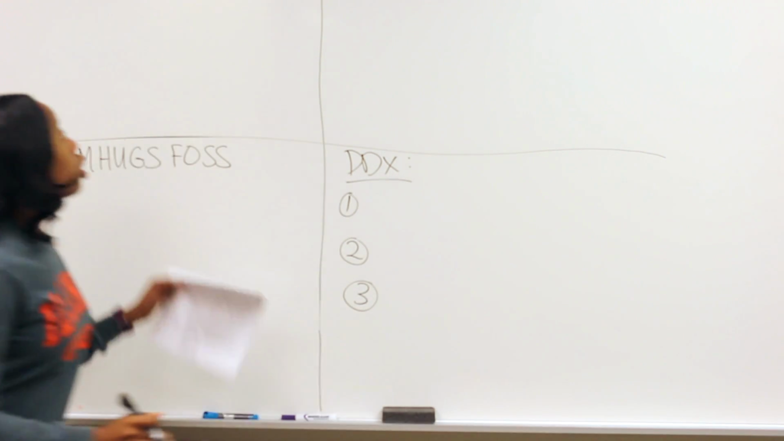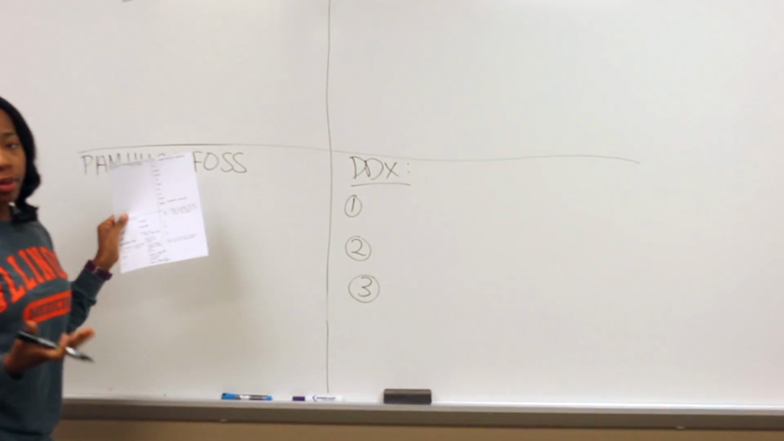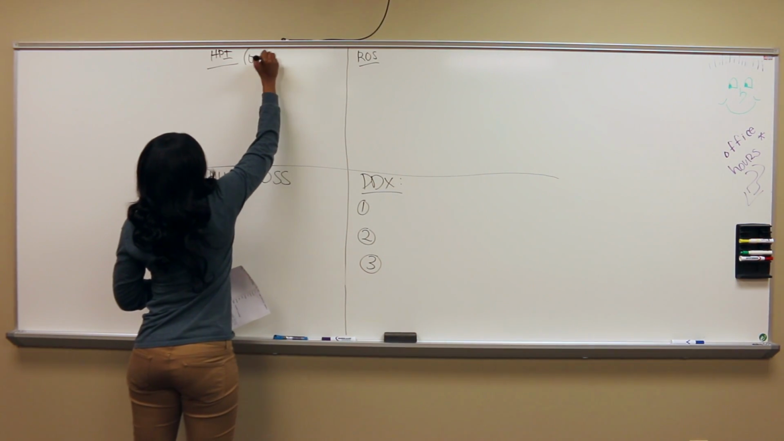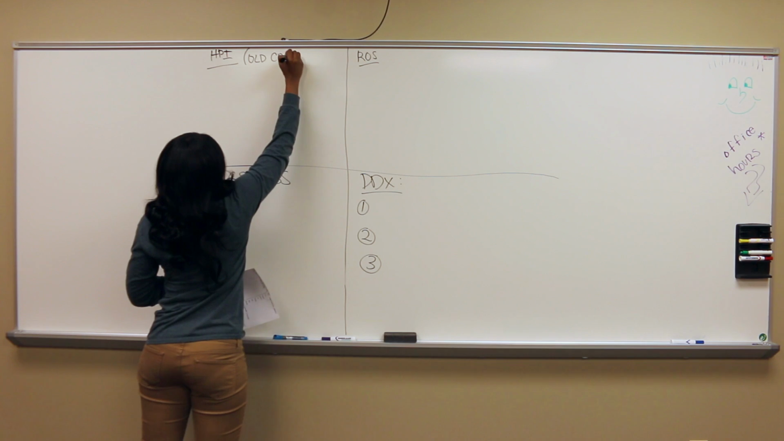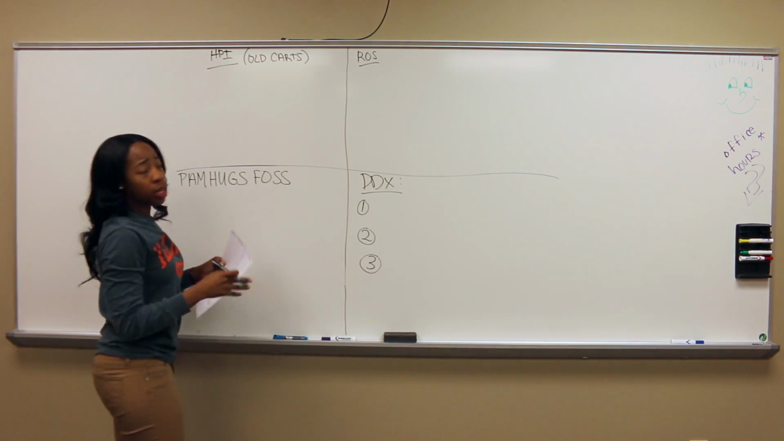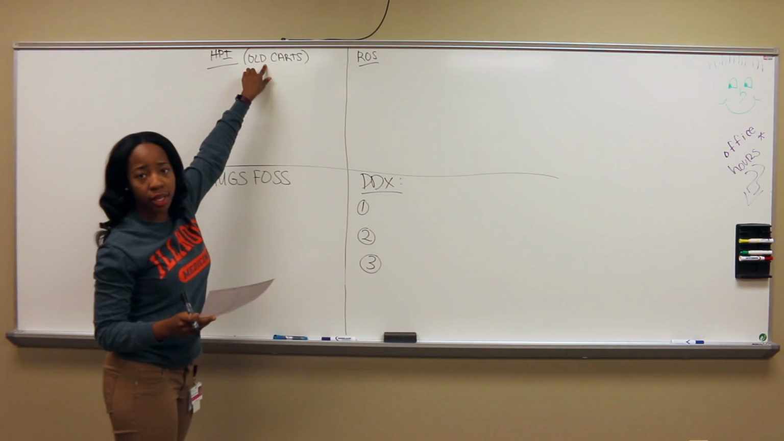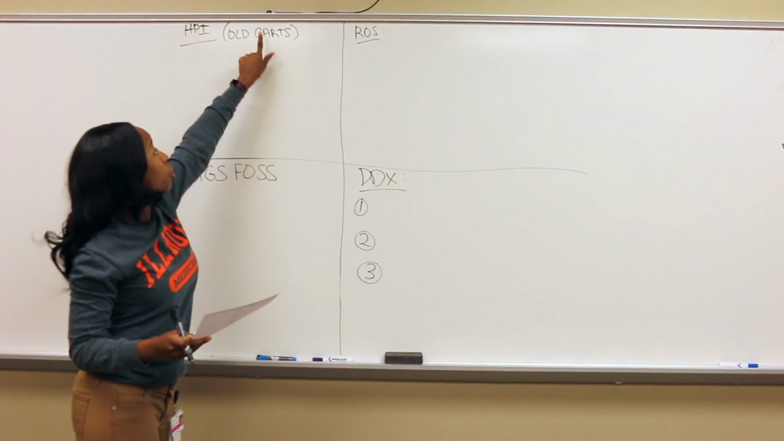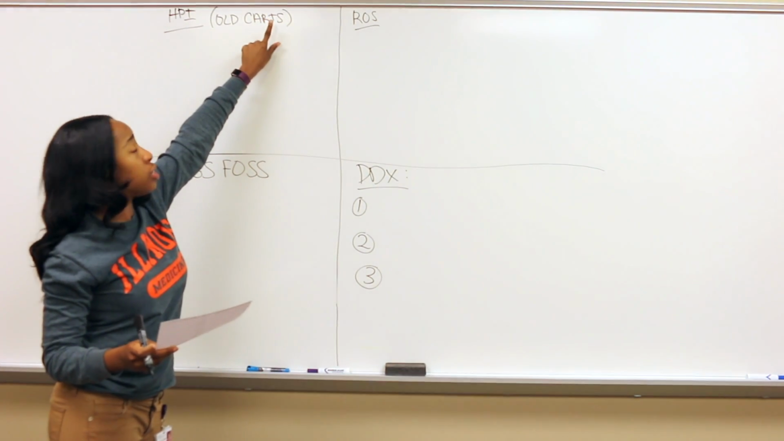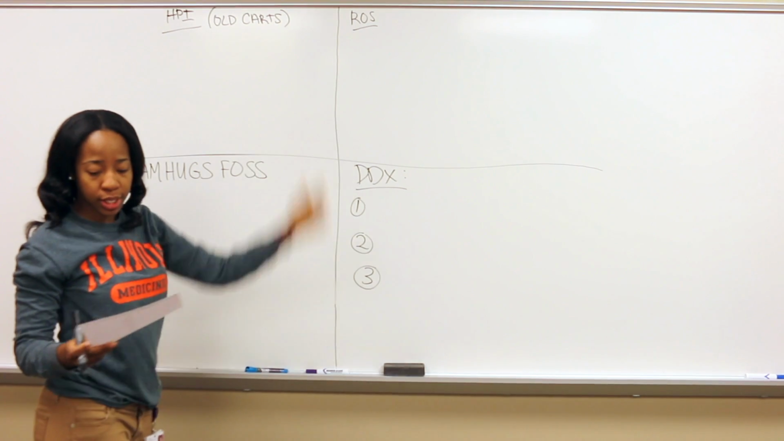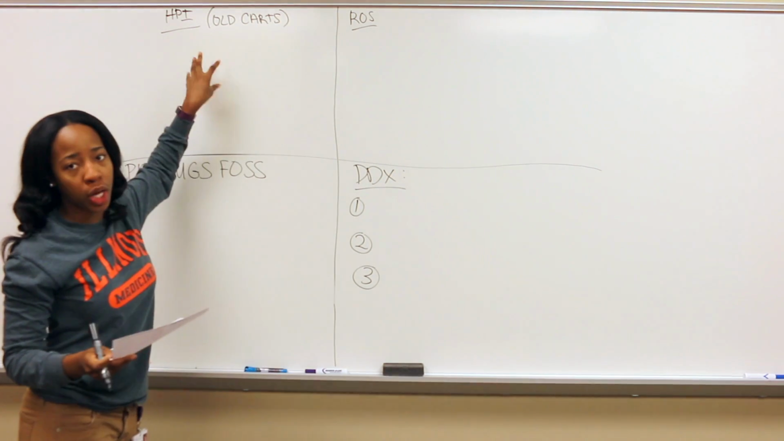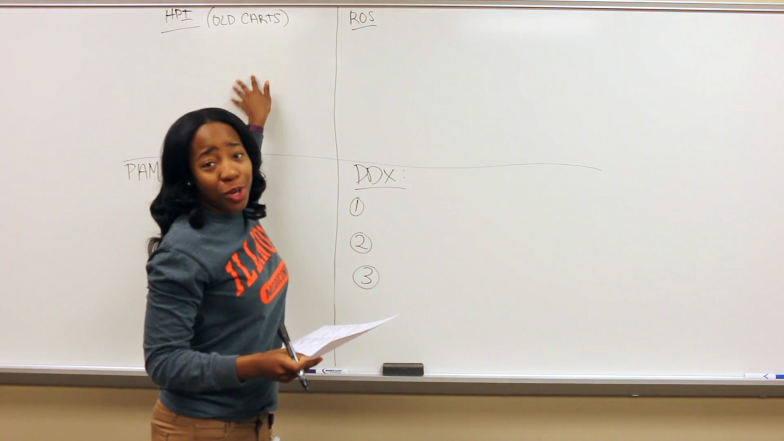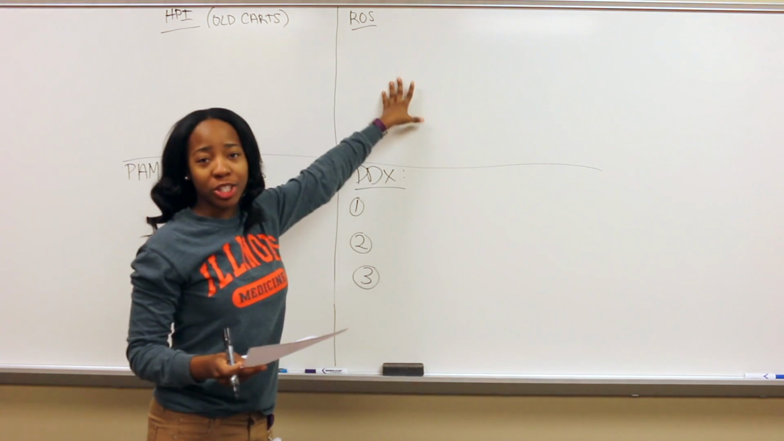Okay, so HPI, pretty much what you're familiar with by now, OLD CARTS. That's your onset, location, duration, character of the symptom, aggravating factors, relieving factors, the timing, and the severity out of a 10-point scale. By now, you should feel comfortable eliciting this type of history. If you get stuck and you don't know what else to ask here, then move on to your review of systems.